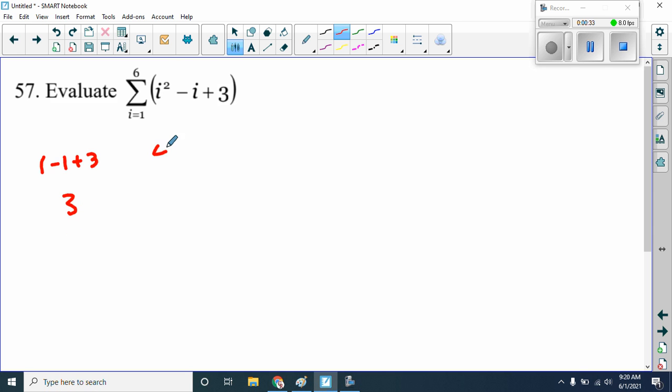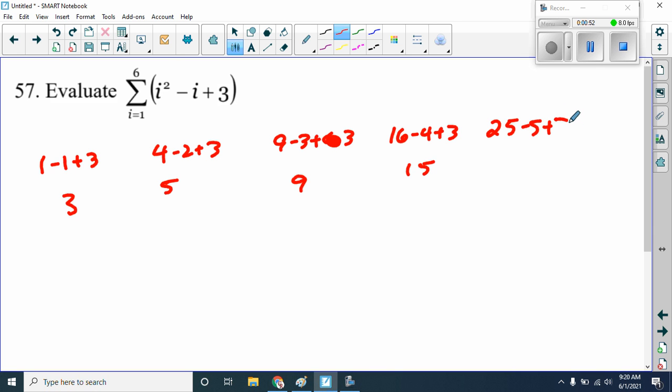Plug in 2. Gives us 5. Plug in 3. Gives us 9. Plugging in 4, it's 15. Plug in 5. And plug in 6. Gives us 33. And we know to stop there because 6 is the top number.